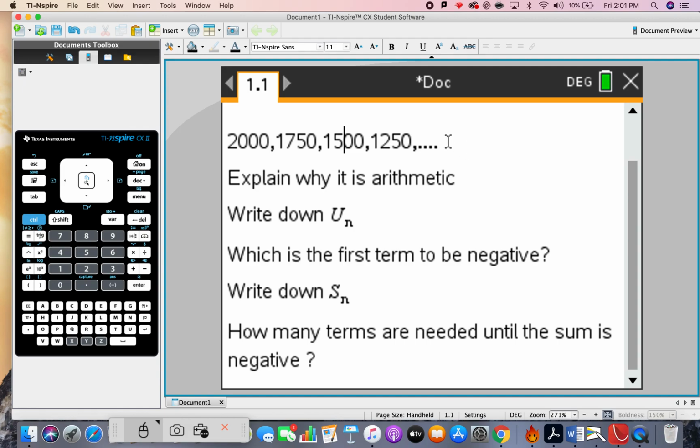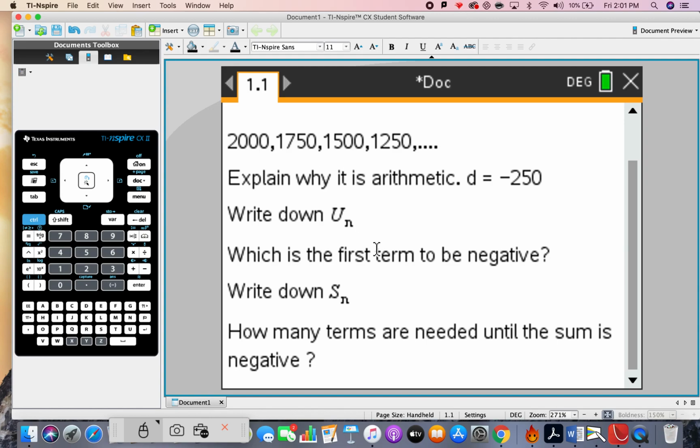So have a little look here. Explain why it's arithmetic. Well, common difference: second subtract first should equal the third subtract the second, and you can clearly see that it's negative 250. So d equals negative 250, the common difference. And don't just do the first one. Calculate the second subtract the first, and the third subtract the second.